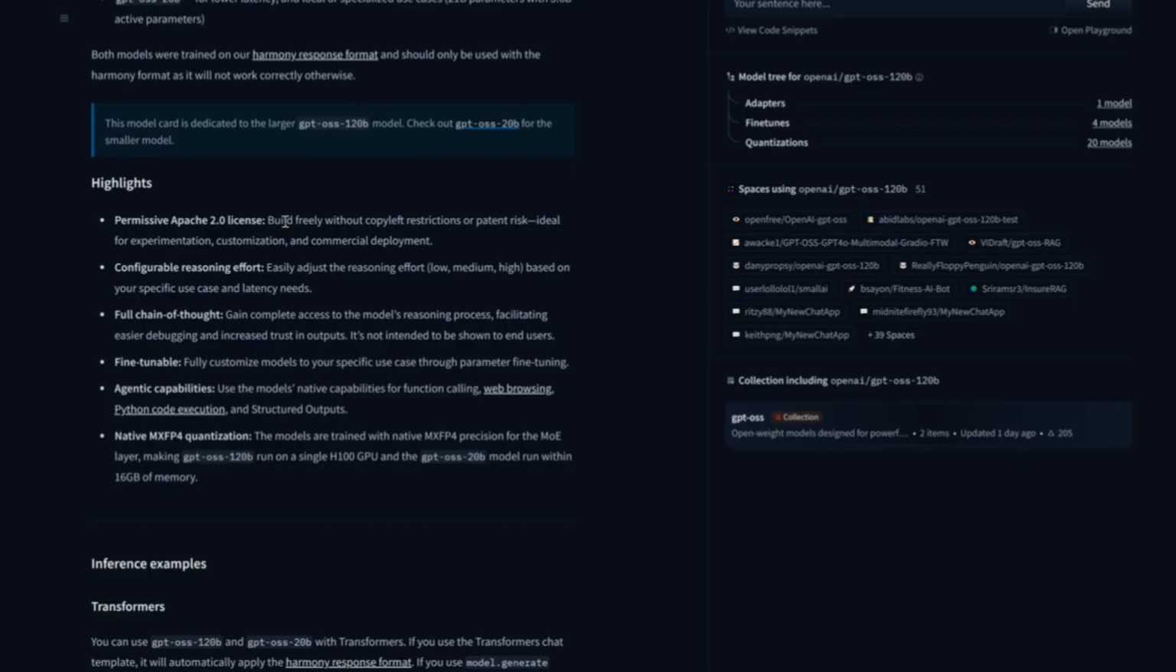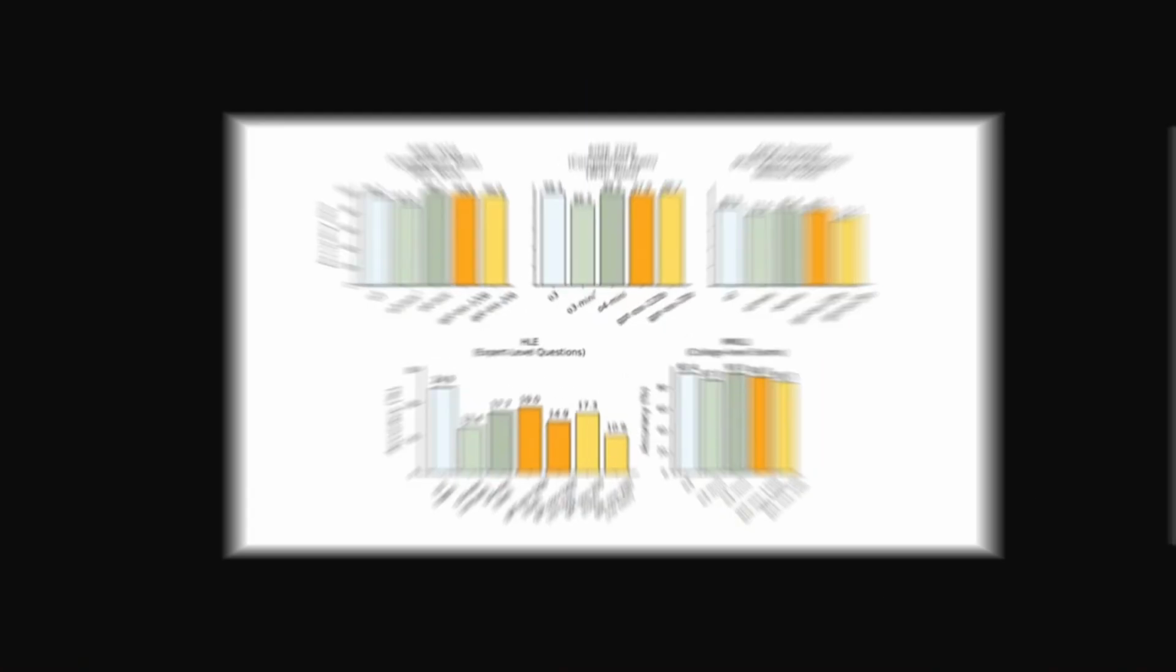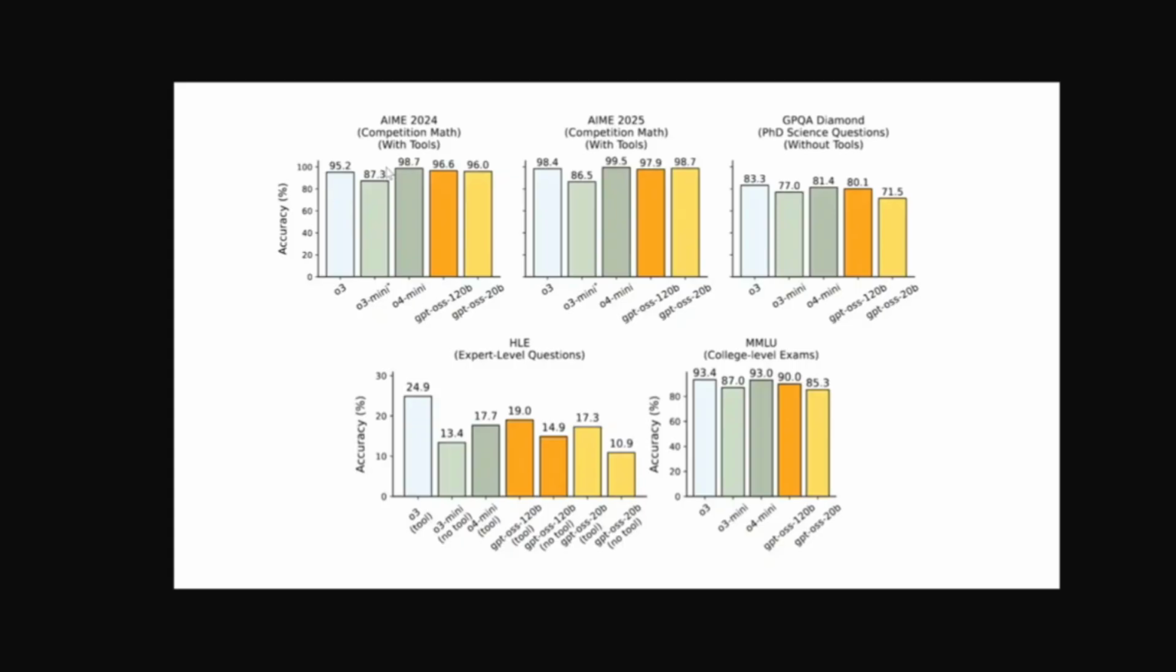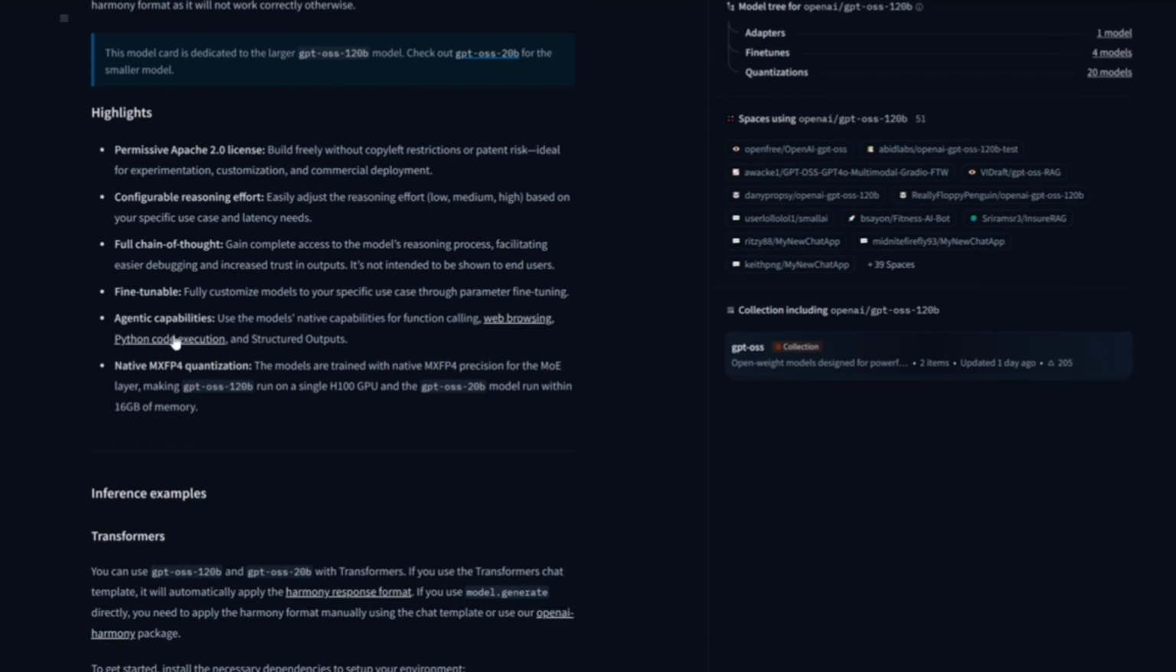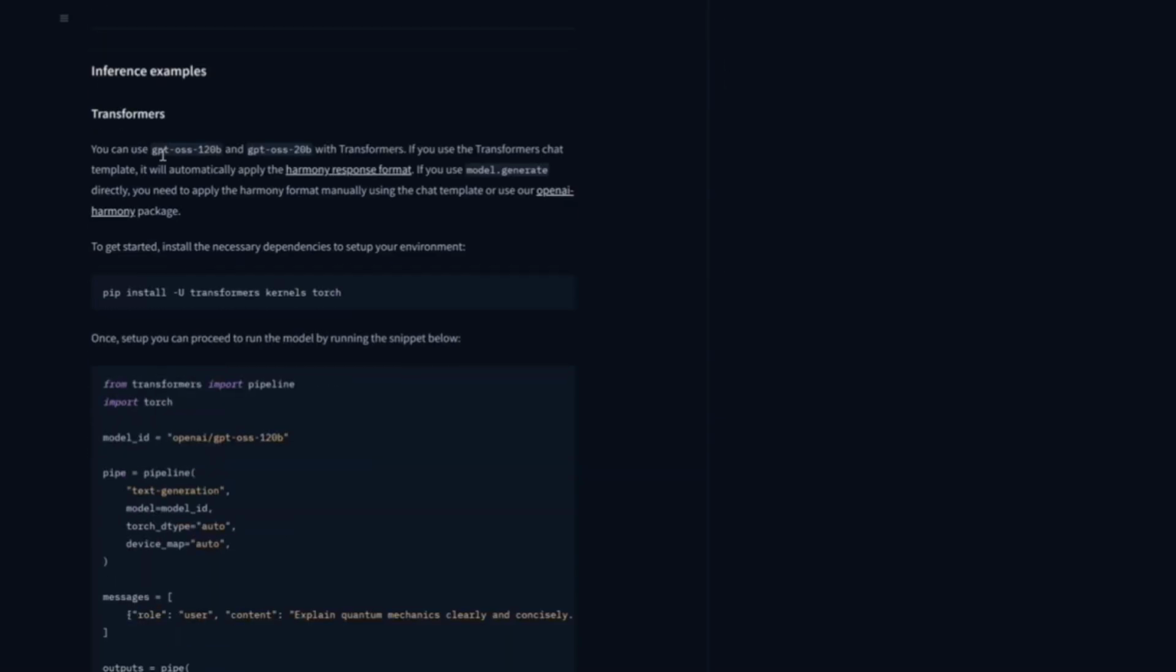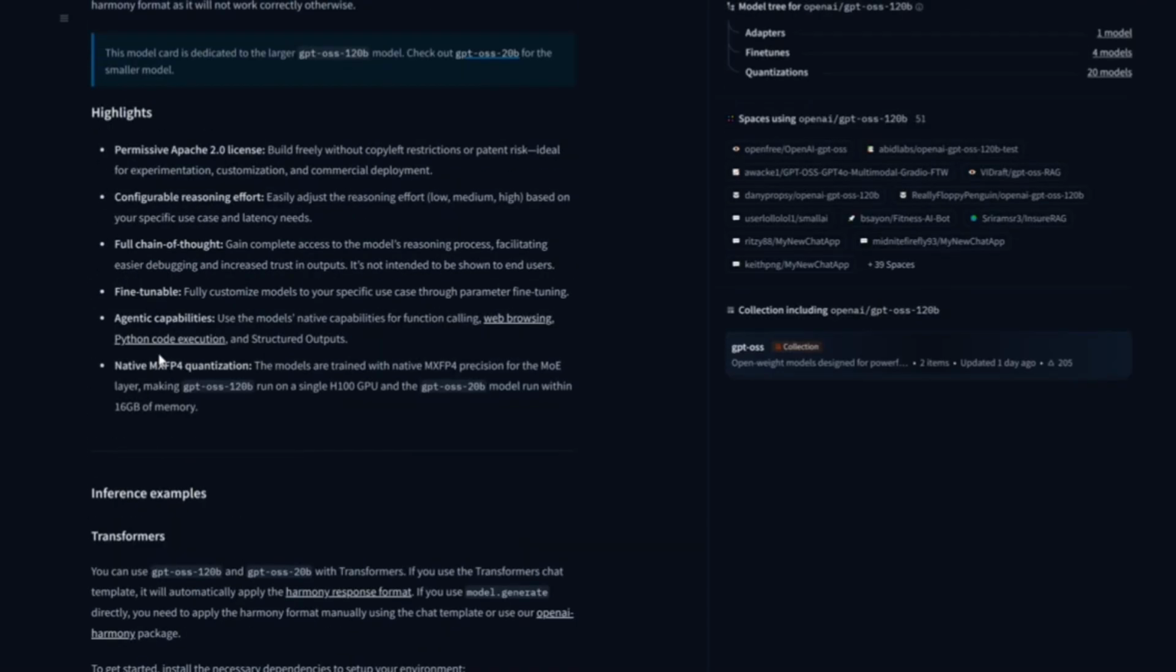The GPT-OSS 120B achieves near parity with OpenAI's O4 Mini on core reasoning benchmarks while running efficiently on a single 80GB GPU. That means if you have a high-end Mac Studio with 96GB unified memory or a decent PC with dual GPUs, you can run OpenAI quality reasoning locally. The smaller GPT-OSS 20B delivers similar results to O3 Mini and can run on edge devices with just 16GB of memory. We're talking about running frontier-level AI on your laptop.